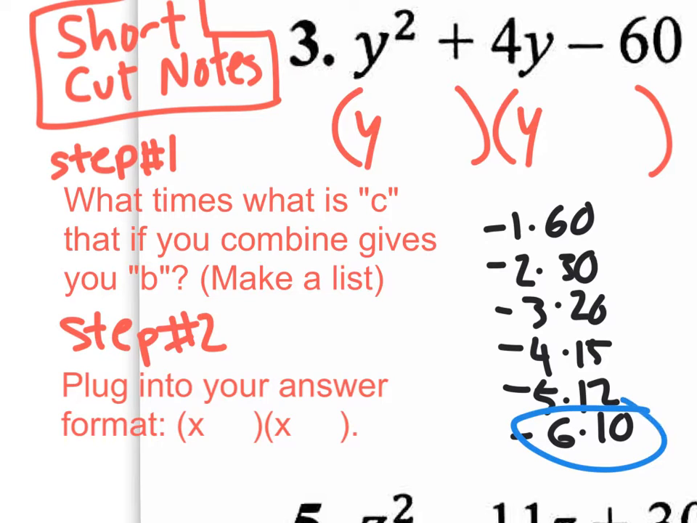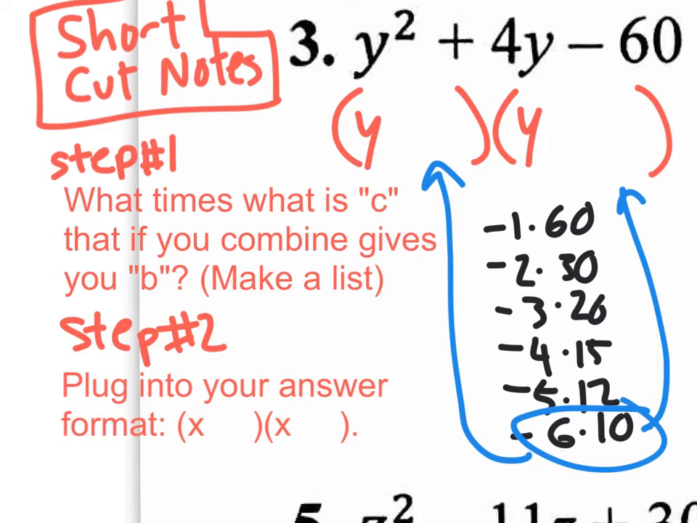Negative 6 times 10. And guess what? We're done. All we need to do is take that pair of numbers, the negative 6, put it right there, and the 10, and put it right there. So we really have y minus 6 times y minus 10. Boom. Shortcut. Yeah, positive 10, sorry.